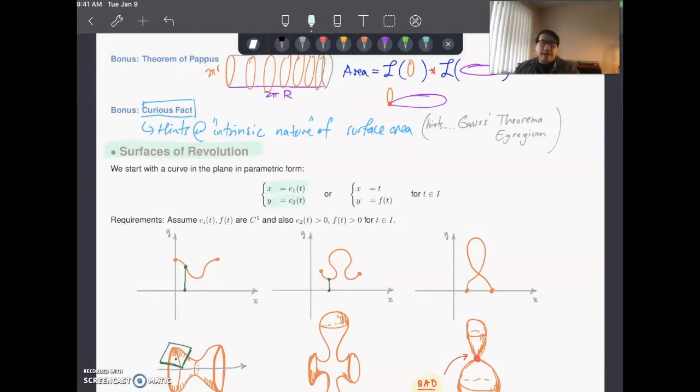One way would be to write x is equal to some function c1 of t, and y is equal to some other function c2 of t. We can also write these in a simpler form as x is equal to t and y is equal to f of t for some interval I. So in the second case, we can describe maybe a curve like this. This looks like a function, and I picked one of our examples later to be exactly something that looks like that.